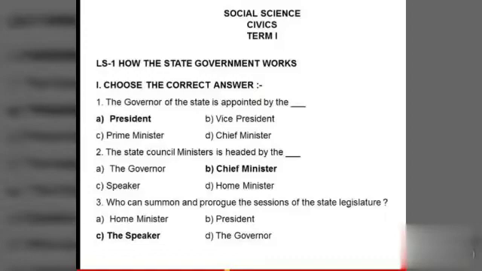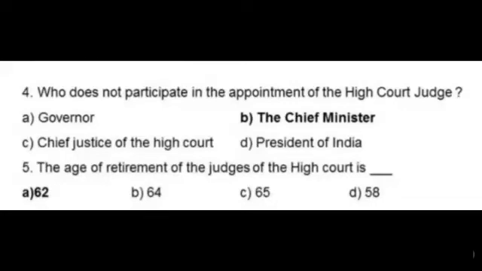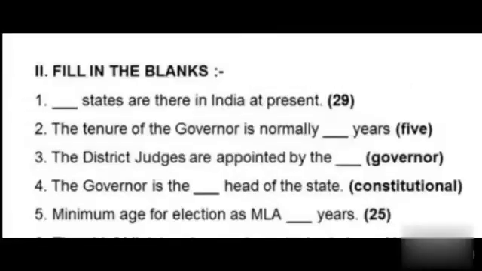The speaker. Answer is speaker. Who can summon and prorogue the sessions of the state legislature? Speaker. Fourth one, who does not participate in the appointment of the High Court judge? Chief Minister. Fifth one, the age of retirement of the judges of the High Court is 62.